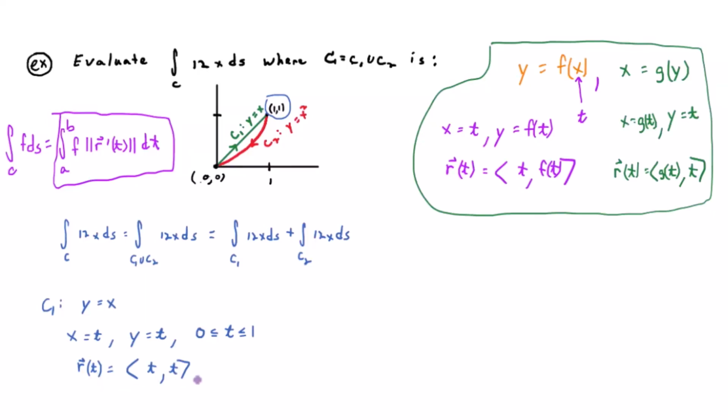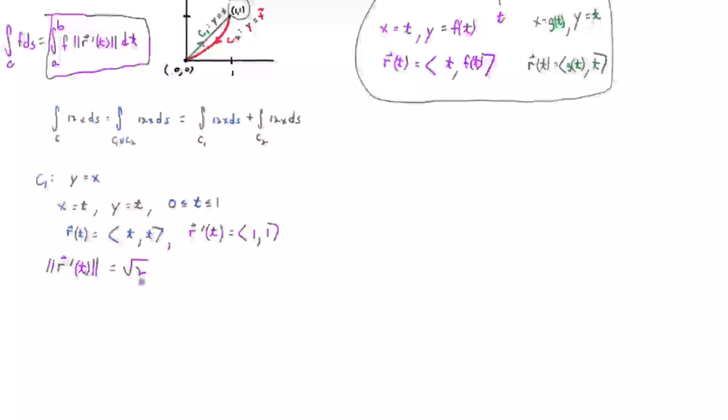Okay, so r prime, I'll put a comma here and put r prime over here. What's r prime going to be? 1, 1. All right. And then pretty easy to find the magnitude of that, right? Magnitude r prime of t then is what? Root 2. Everybody good so far?